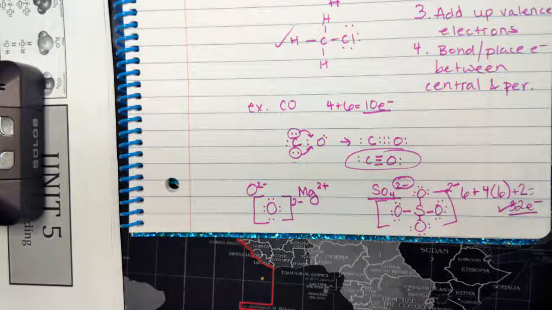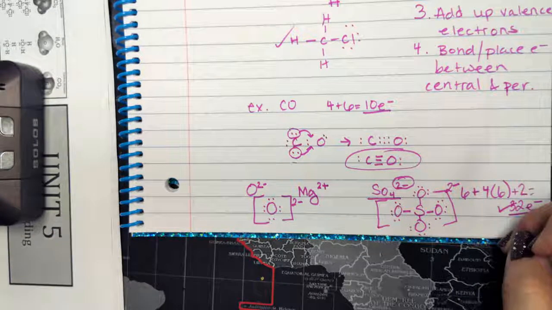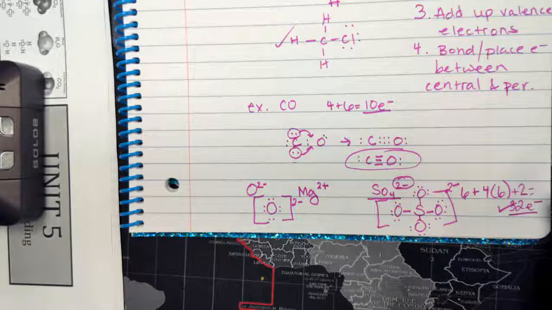So hopefully this review helped you guys a little bit. Go ahead and complete your Lewis dot structure practice from the sub. First you're going to complete parts A and B of your unit sheet, and then you're going to look at the handout given to you.